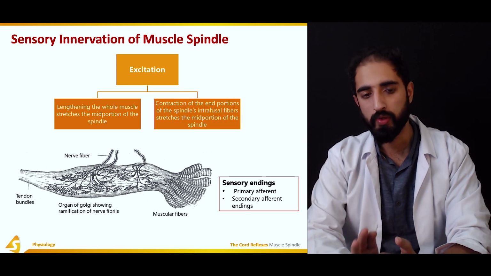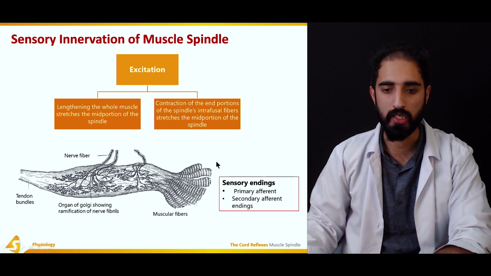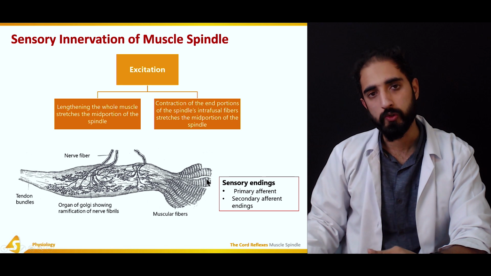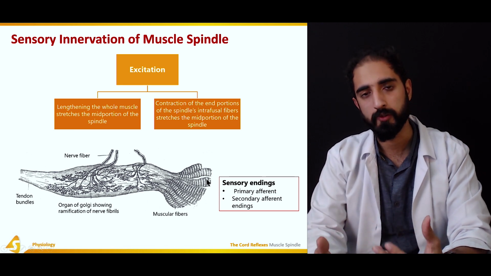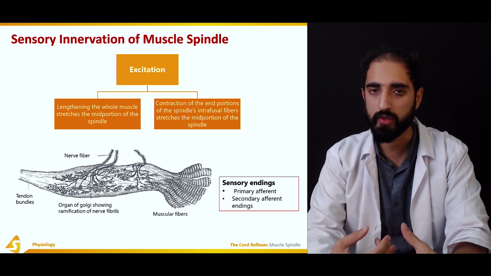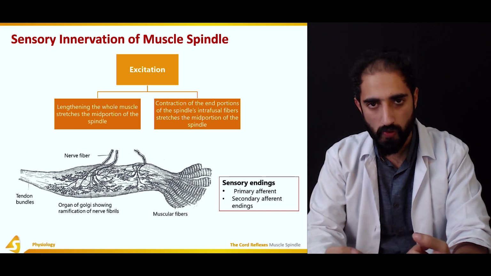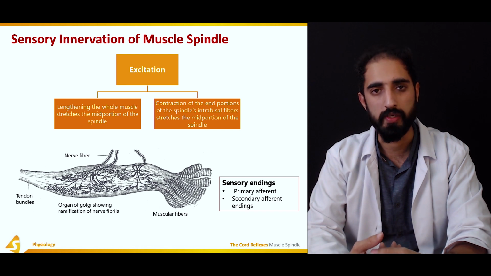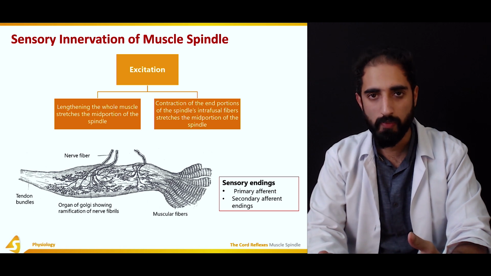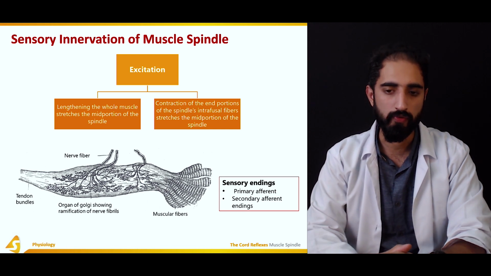On the other hand, we already discussed that we have a contractile part at both extremes of the muscle spindle. When the gamma neurons are excited, they cause contraction of those contractile parts, which results in the stretch of the central portion of the muscle spindle, which leads to activation or excitation of the muscle spindle organ, and that leads to the muscle stretch reflex.